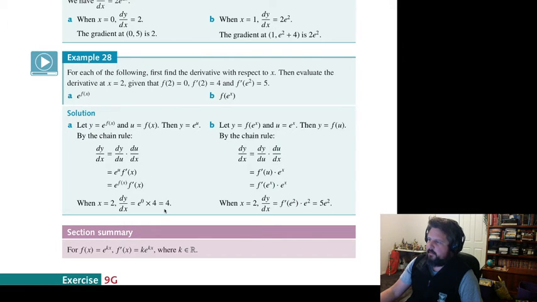Alrighty. Yeah, when we substitute 2 in, that's going to happen. Cool. This one here says let y equal f of e to the power of x. In this particular case, u is going to be this part here, e to the power of x.